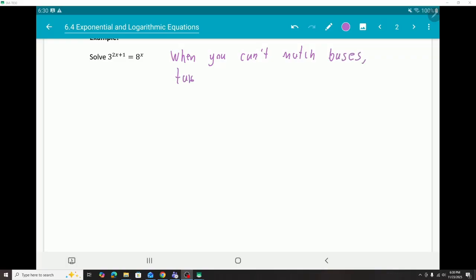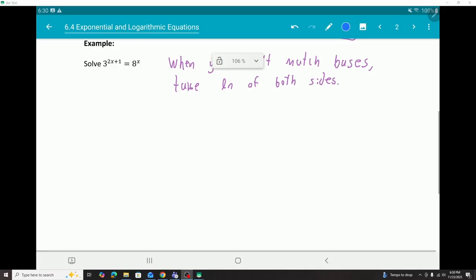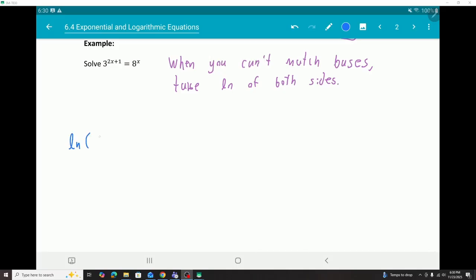take the natural log of both sides. You can take any log you want, but natural log is usually the easiest. Main reason why mathematicians do that is because ln has the fewest letters of all the logs. Honestly, why we do that. Very lazy. So here, 3 to the 2x plus 1 equals 8 to the x. I say the natural log of 3 to the 2x plus 1 equals natural log of 8 to the x. And why do we take the natural log of both sides?